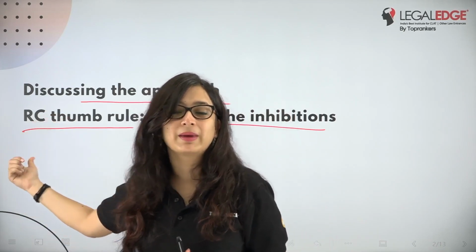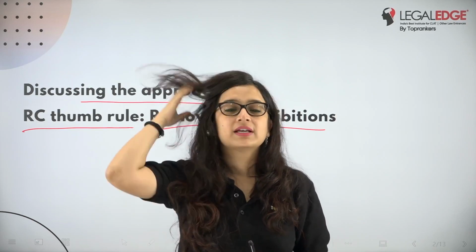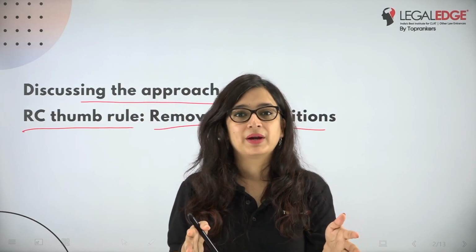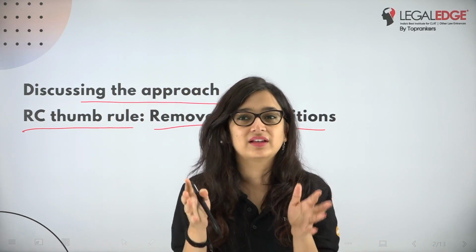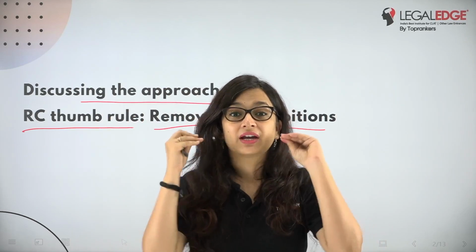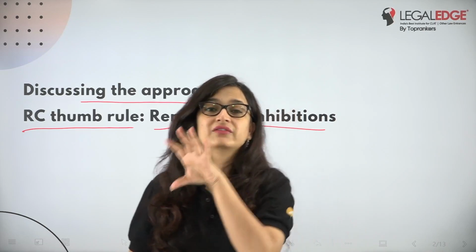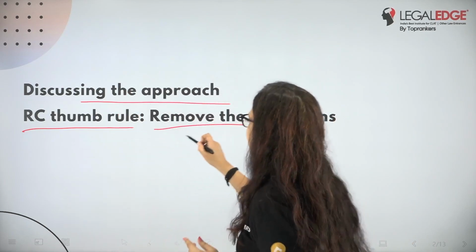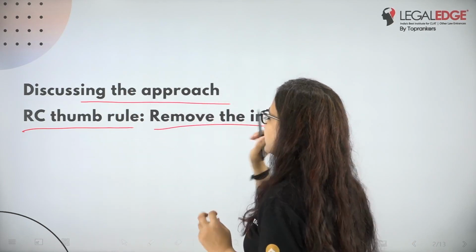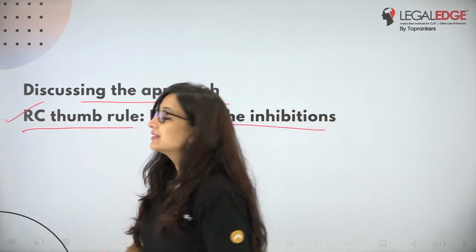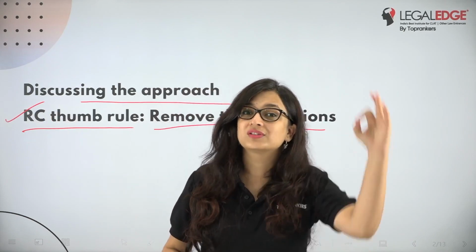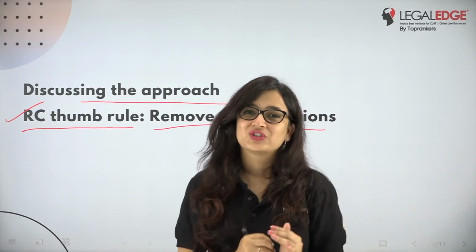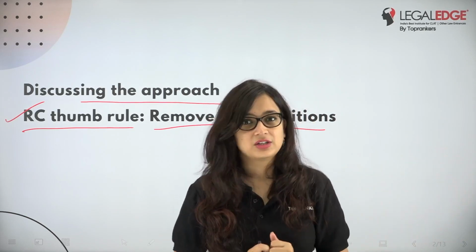The most basic thing about this approach is that we first have to understand that whenever we are reading the RC, whenever we are attempting to solve this RC, we have to remove the inhibitions out of our mind. Meaning, you are supposed to remove the inhibitions while solving the RC. This is the thumb rule. This is the most basic thing in the journey of actually identifying the correct RC tone.